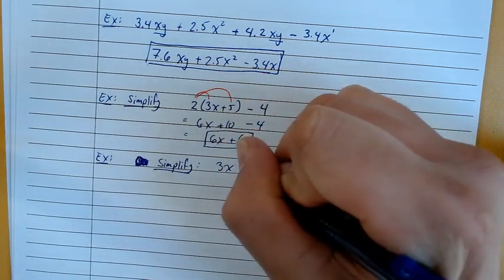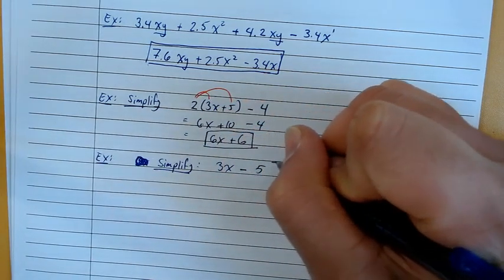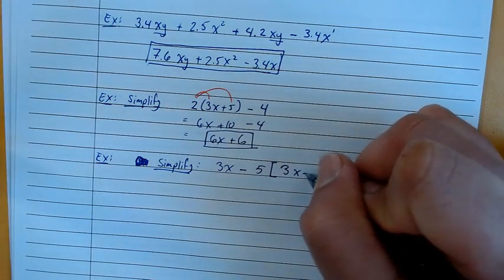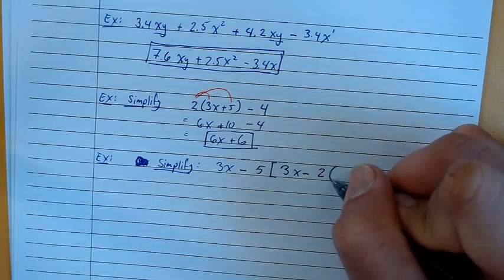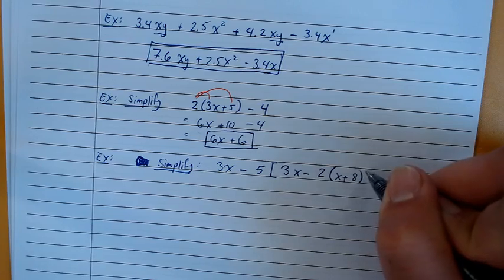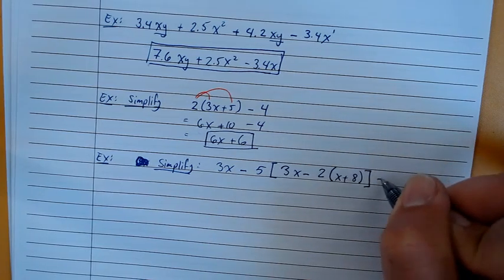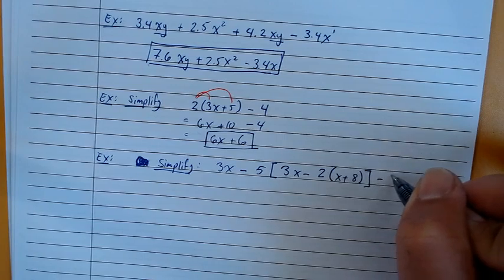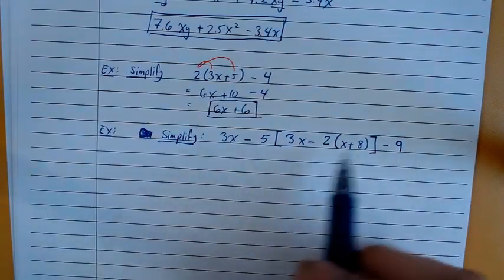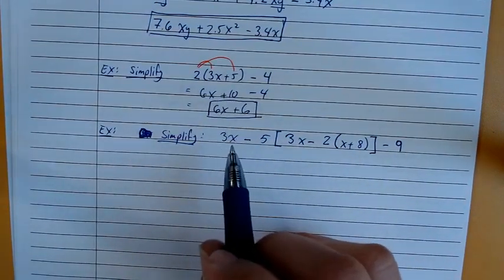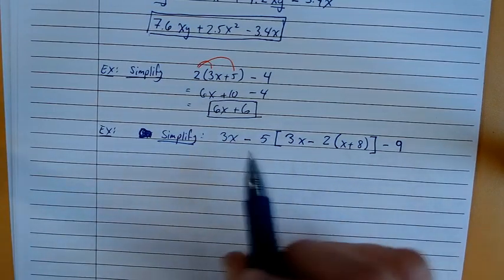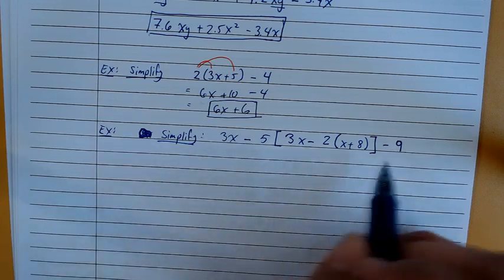We're going to simplify 3x minus 5 times, we're going to open our brackets, we're going to have 3x minus 2, we're going to open parentheses, x plus 8. We're going to close our parenthesis, we're going to close our bracket, and then we're going to say minus 9. Okay. Now this looks very, very complicated, but handling it one step at a time using the order of operations, we can simplify this down to something much cleaner and much more condensed and much easier to understand than this.